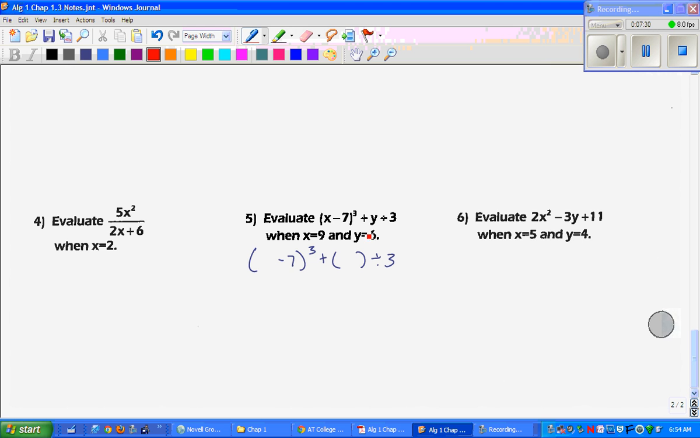Let's go ahead and plug in our numbers. X is 9 and y is 6. The first thing we have to do is parentheses, and we get 2. That's all to the third power. Now the next thing we're doing is exponents right here. 2 to the third power is 2 times 2 times 2, which gives you 8.